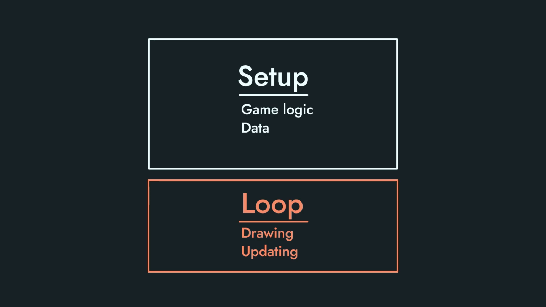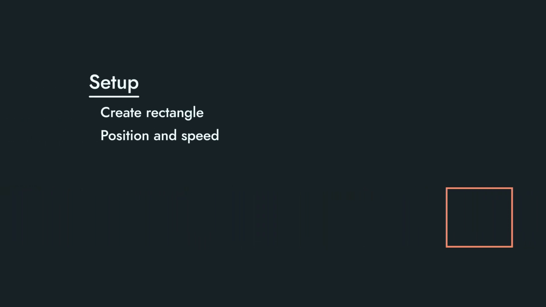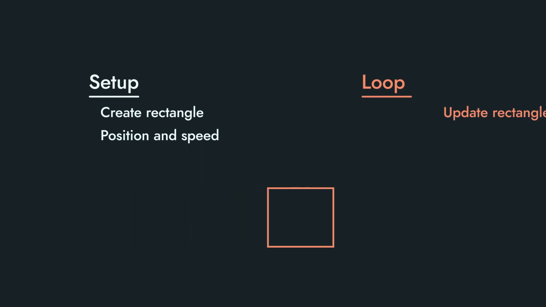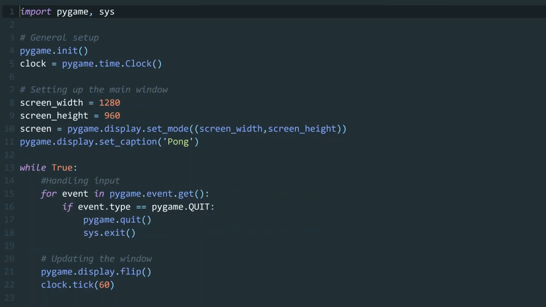For a simple example, imagine you want to move a rectangle from the left to the right of the screen. In the setup part, you would create a rectangle and give it a starting position and a movement speed. And then in the loop, you would run a function to make the rectangle move to the right by the movement speed once per loop cycle. With all of that established, let's create a basic setup and we'll work ourselves up from there.